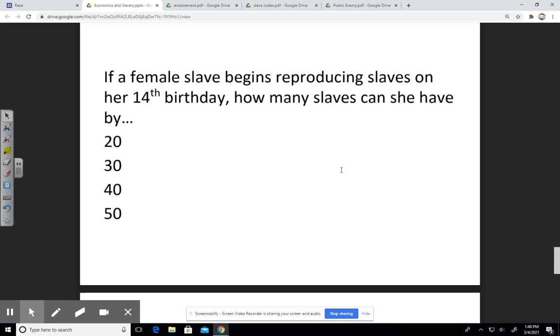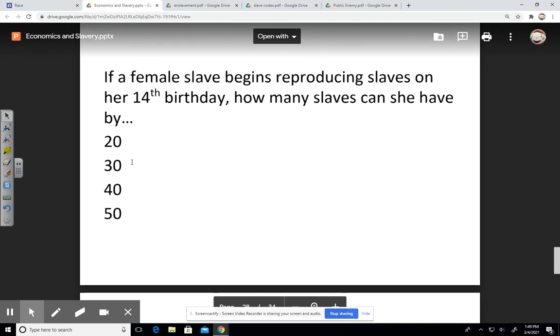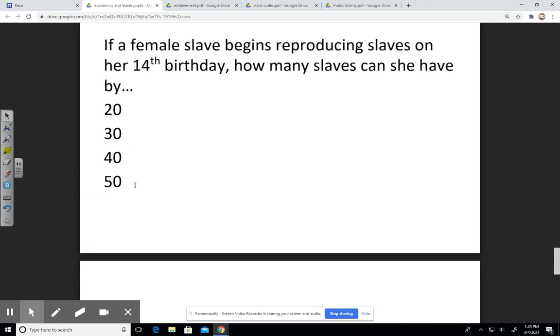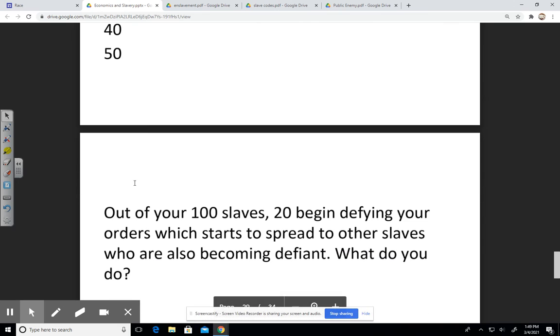Like, think about this question here. If you start breeding a female slave at 14, how many can you have by age 20, 30? The fact that individuals would think this way is very telling about the institution of slavery, very telling about the possible genocidal acts that slavery was for that time period.